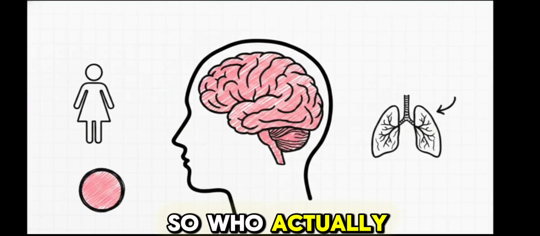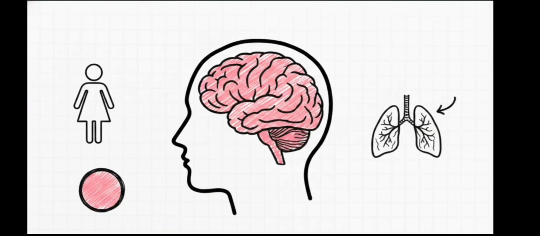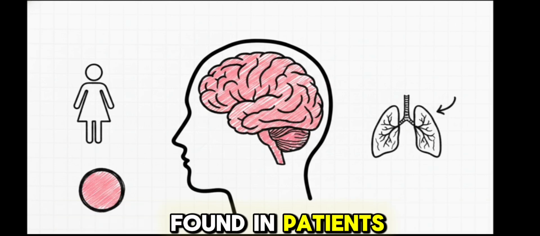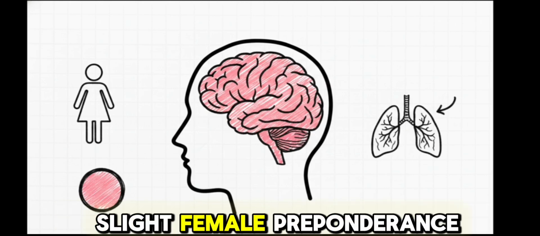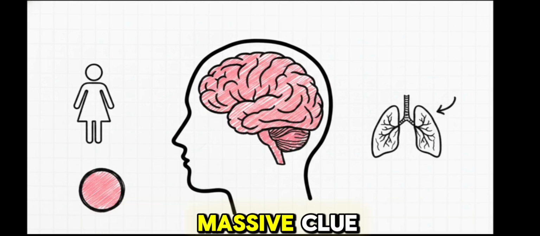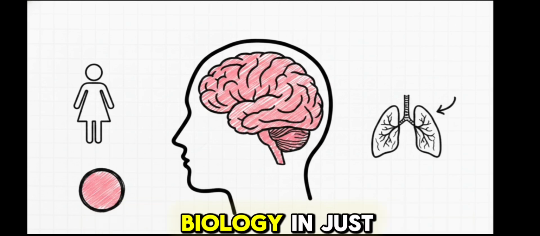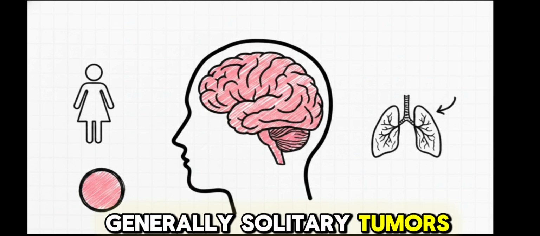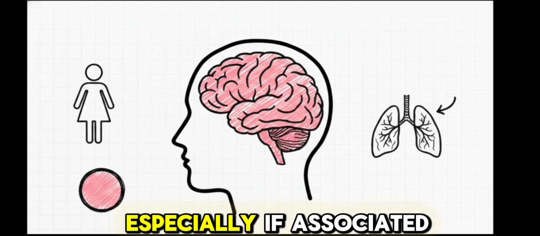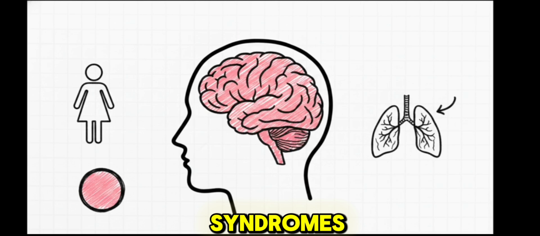So who actually gets them, and where do they show up? Demographically, they're usually found in patients spanning from their 2nd to 6th decades of life. There's also a slight female preponderance, which is a massive clue we're going to connect to their molecular biology in just a minute. Clinically, these are mostly benign and generally solitary tumors. While they can be multiple, especially if associated with certain genetic syndromes, they very rarely become malignant or metastasize. If they do, it's mainly to the lungs.